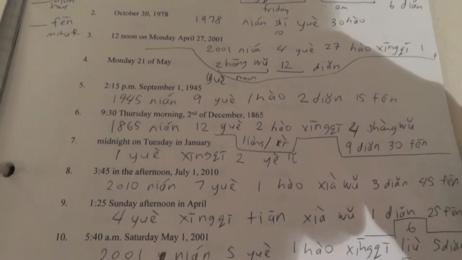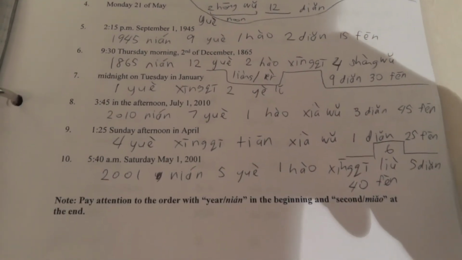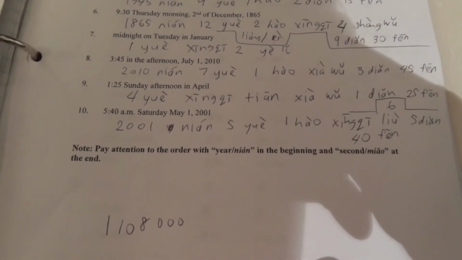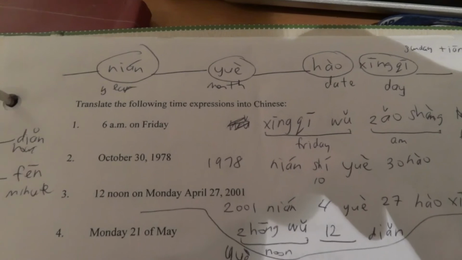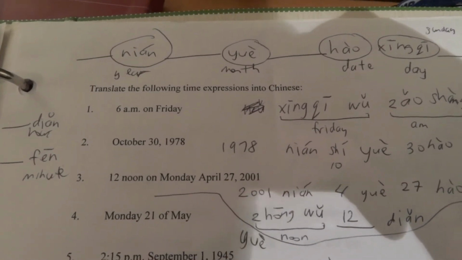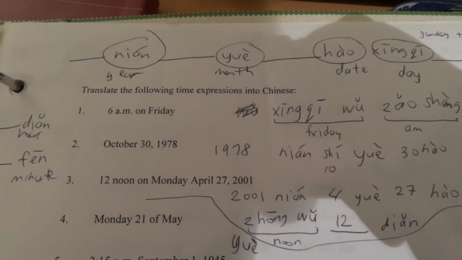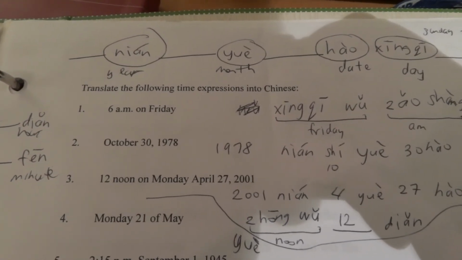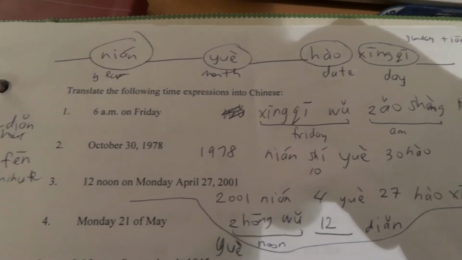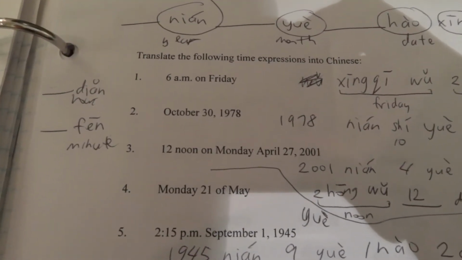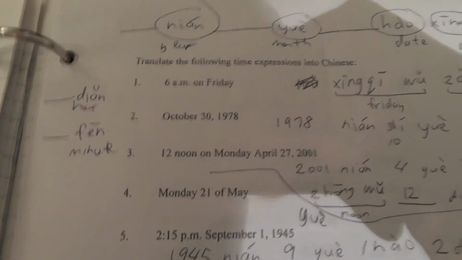Okay, so this is some more translations. I need to go over these pretty soon. So I'll review this one more time. So if I wanted to say year, what would you say? 年. Month, 月. Date, so the date in the month. How? Day, 星期. And hour, 点. Minute, 分.